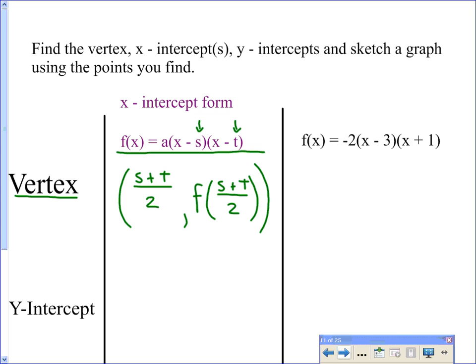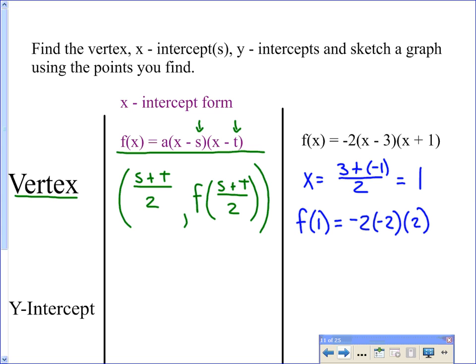Now let's try that in a problem. So the x-coordinate of the vertex is going to be, you add them up. So 3 plus your negative 1 divided by your 2. And after I do that, then I can plug that back in. So I know the x-coordinate of my vertex is 1, so I find f of 1. And that's going to give me my y-coordinate. Negative 2 times negative 2 times 2. That's what I'm going to get when I plug my 1 into each of these x values here. And when I simplify that, I get 8. So my vertex here is going to be the point (1, 8). Okay.